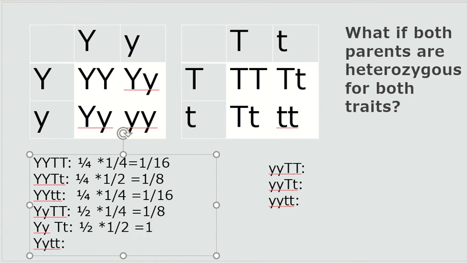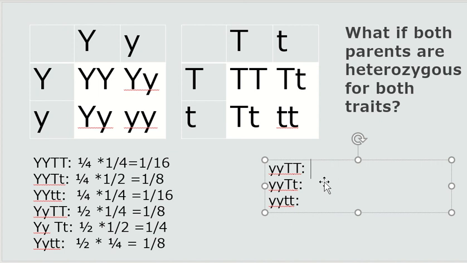1 times 1 is 1. 2 times 2 is 4. The probability is 1/4. Here we have heterozygous for seed pod color. Again, it's 1/2. And homozygous recessive for plant height. That is 1/4. If you look at this Punnett square, 1 out of the 4 boxes are lowercase t, lowercase t. So 1/4. 1 times 1 is 1, and 2 times 4 is 8. So 1/8 is the probability for that one.